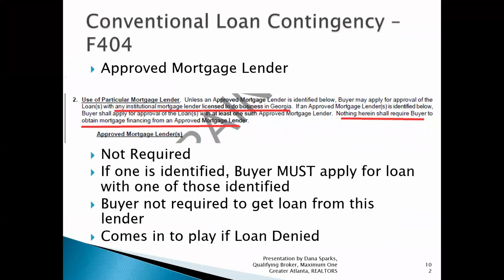Loan. So when it talks about use of an approved mortgage lender, you would put in a lender. You are not required to identify a lender, and there's nothing that requires a buyer to use that lender. The naming of a lender is only important if a buyer is going to terminate and protect their earnest money. If they're going to terminate under a financing contingency, they have to prove it with a loan denial letter. If you identify an approved mortgage lender, that loan denial letter must come from that person named.